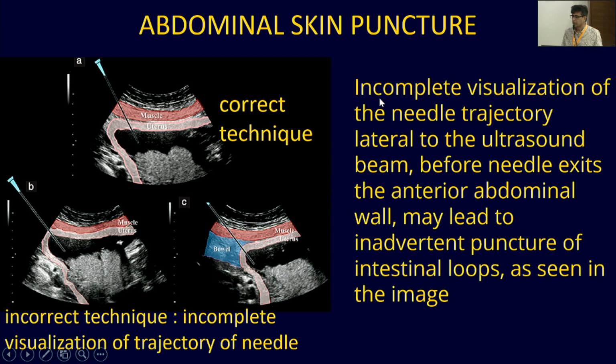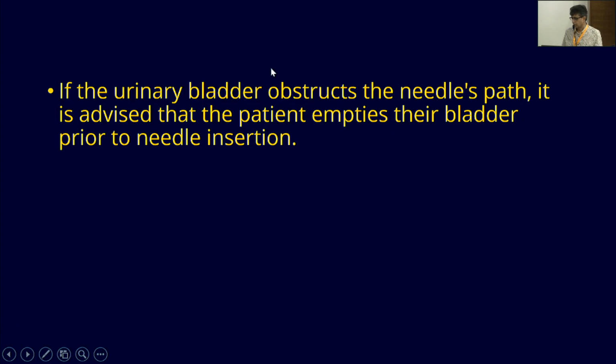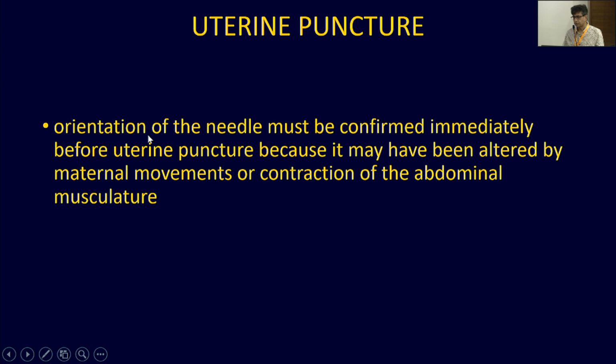This incomplete visualization of the needle trajectory lateral to the ultrasound beam before it exits the anterior abdominal wall may lead to puncture of intestinal loops, because you can see here, this portion is not seen at all, so it's possible to go through some loops here. So the point is that you have to visualize the needle in the anterior abdominal wall before it exits the anterior abdominal wall.